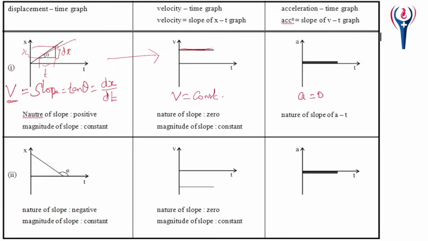And here it is the reverse way. The nature of slope is negative and the magnitude of slope is constant. Suppose this is 5 meter per second, here it may be minus 5 meter per second, a negative value. Whether positive or negative, if velocity is constant, acceleration is always 0.